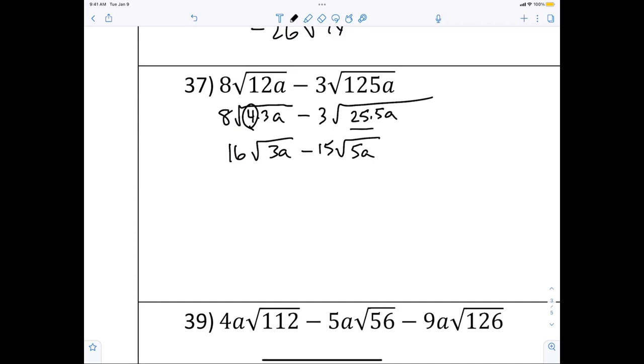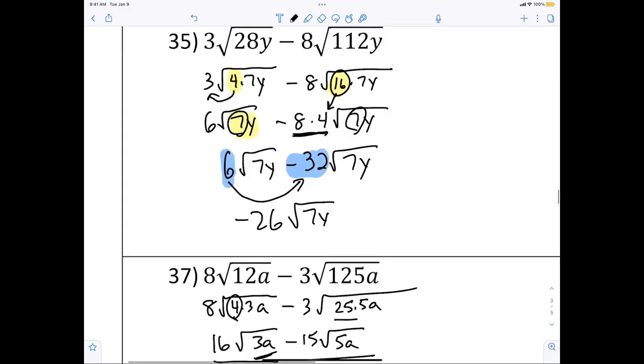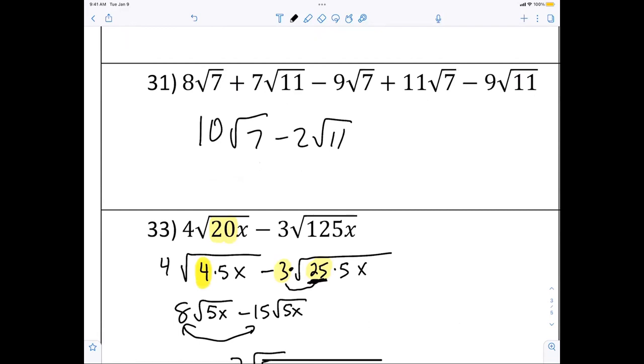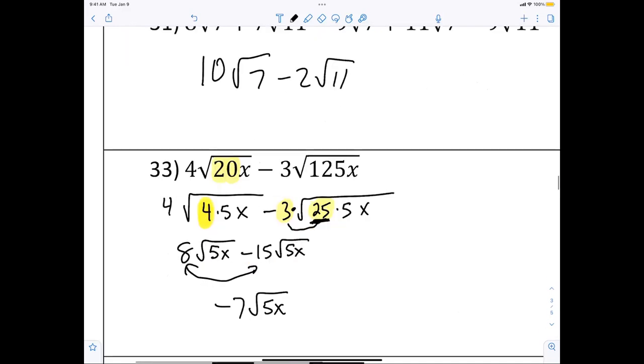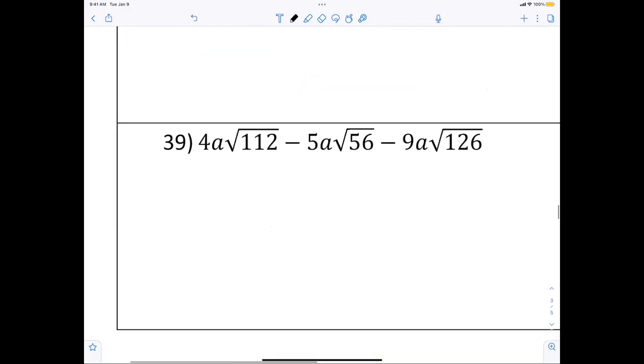Right. So can I do anything with that? No, these are different. The radical 5a and the radical 3a are different. So that is your answer. You cannot do anything with those. The radicals cannot be added because it's not 3a and 3a. You can't add them, just like up here, the 7s and the 11s can't add together. In order to add the radicals, they have to be the same.